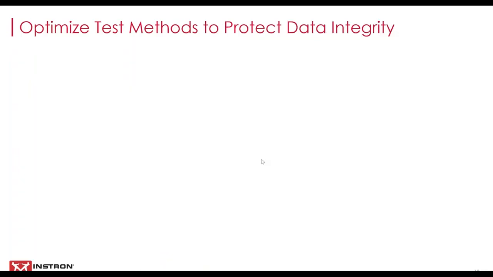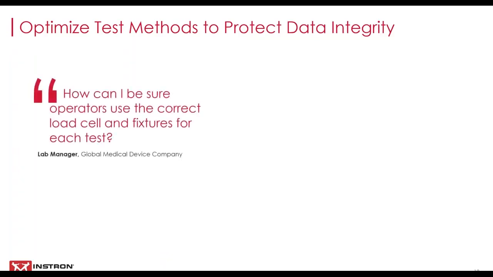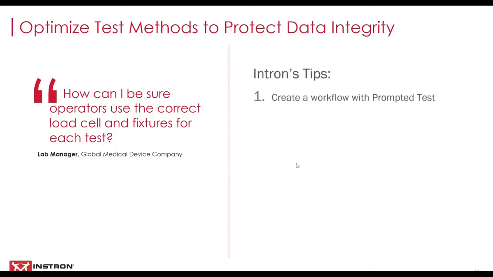Another common question I hear often from Instron's lab managers who are trying to protect data integrity is, how can I be sure operators use the correct load cell and fixtures for my test? So my tips are: create a workflow with prompted test, set up named transducers, and the last, use auto positioning, which is a new feature on our brand new 6800 frames.